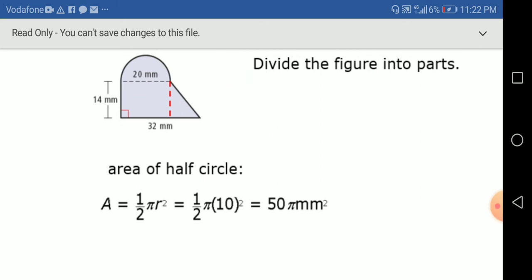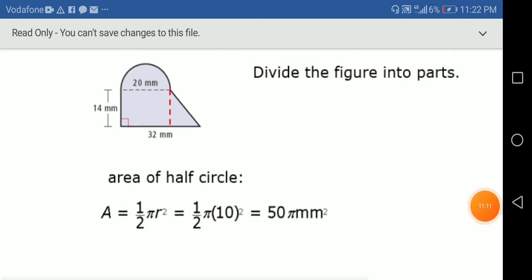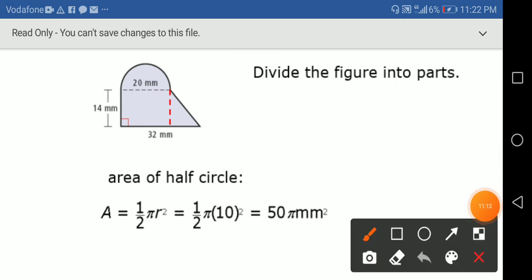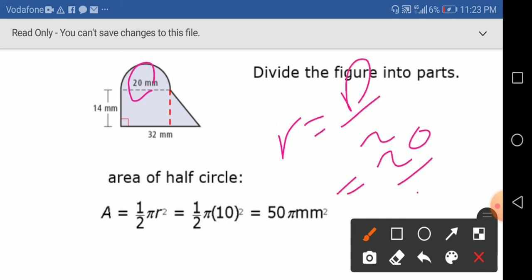And the half circle. The area of a circle equals pi r squared, so the half circle is half pi r squared. I have here the diameter, which is 20. What about the r? The radius equals the diameter over 2, so 20 over 2 is 10. So the radius is 10.